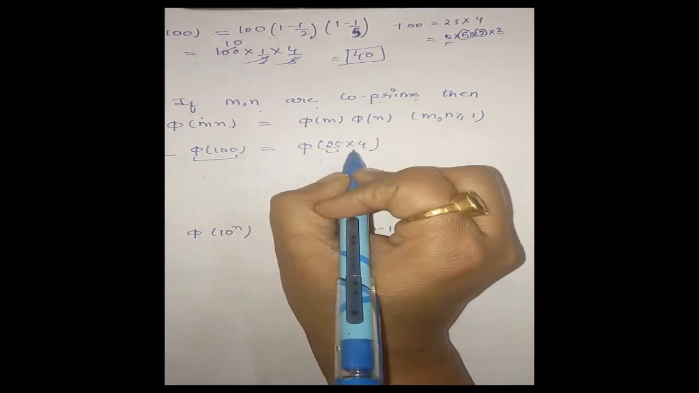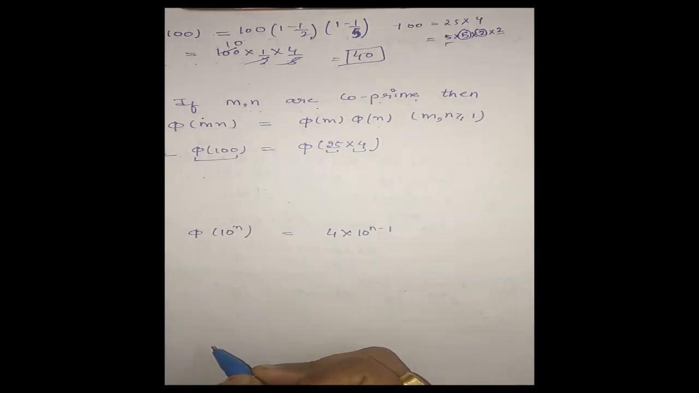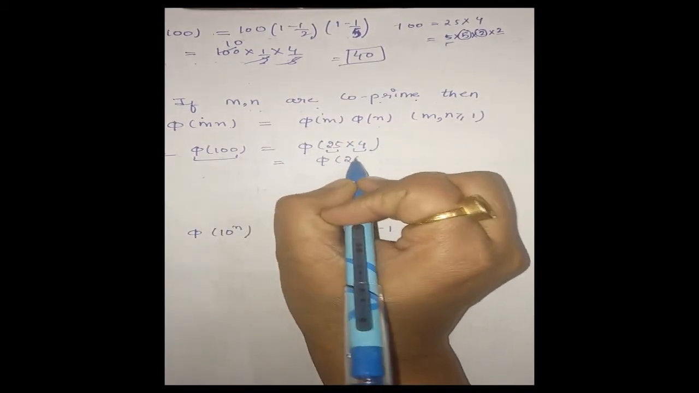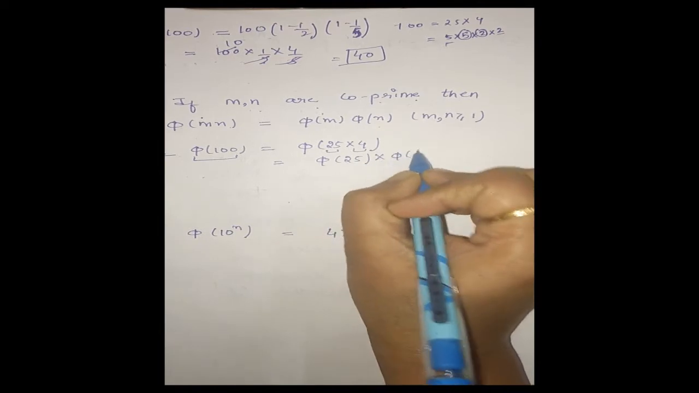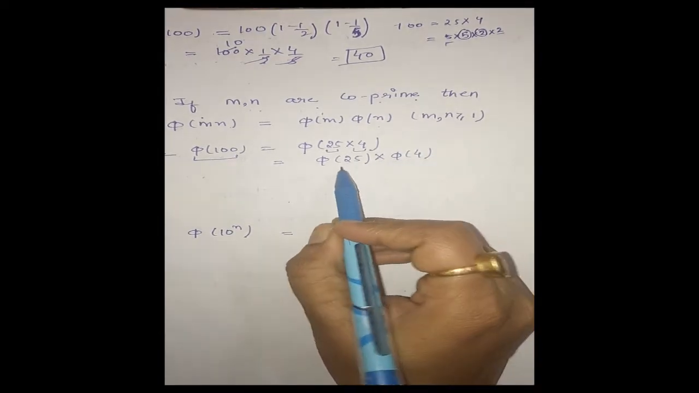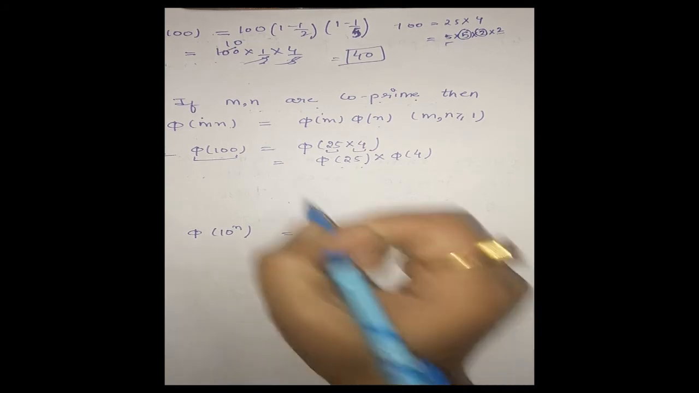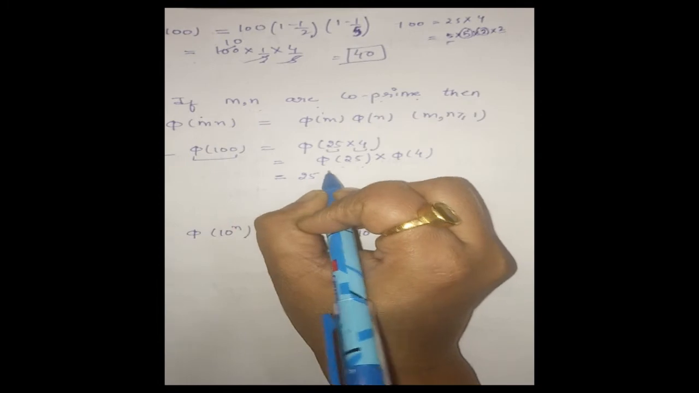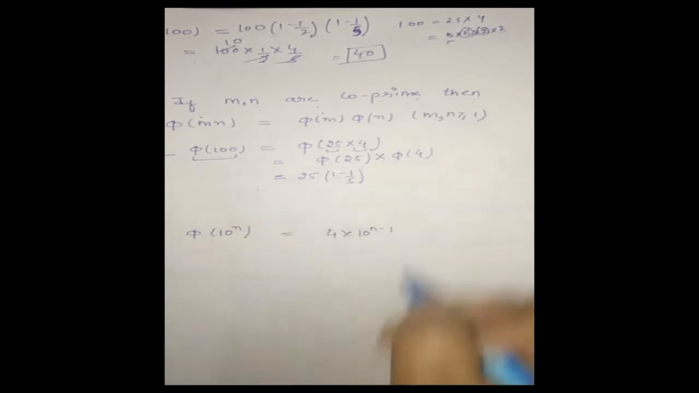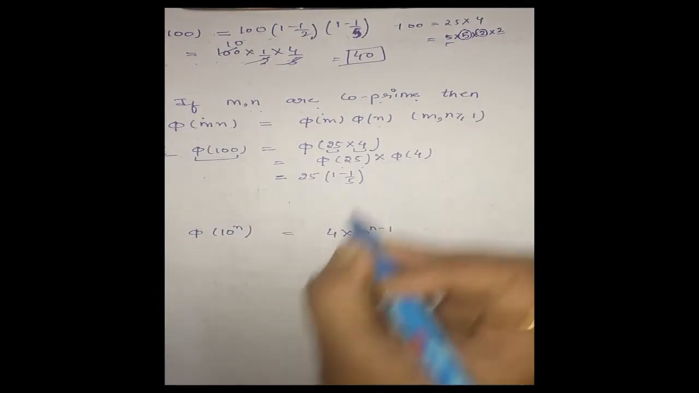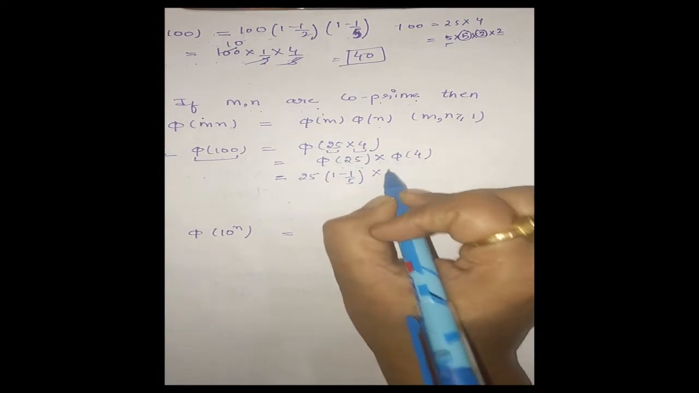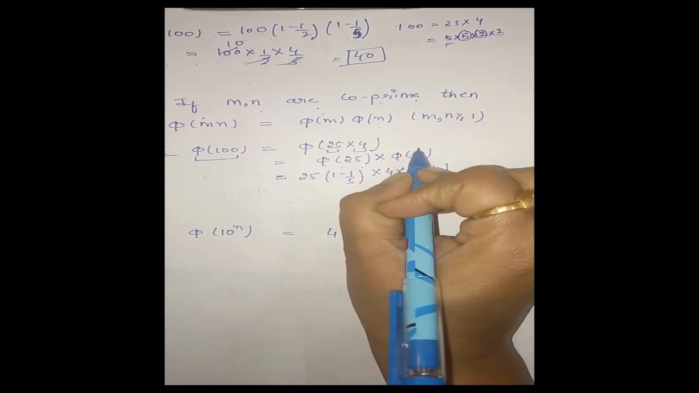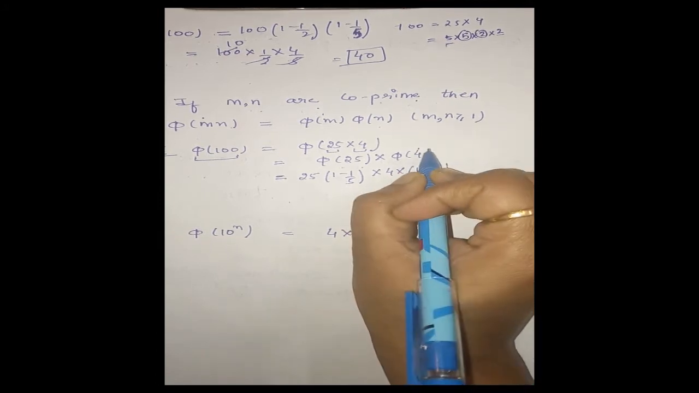Now, 25 and 4 are co-prime. Their GCD is 1. That means using this formula, we can write this as phi of 25 into phi of 4. Now, 25 is 5 into 5. Okay. Now, using result 1, this can be written as 25 into 1 minus 1 upon 5, since 5 is the distinct factor of 25, which is 5 into 5. And in the same way, this is 4 into 1 minus 1 by 2, since 2 is the distinct factor of 4, which is 2 into 2.